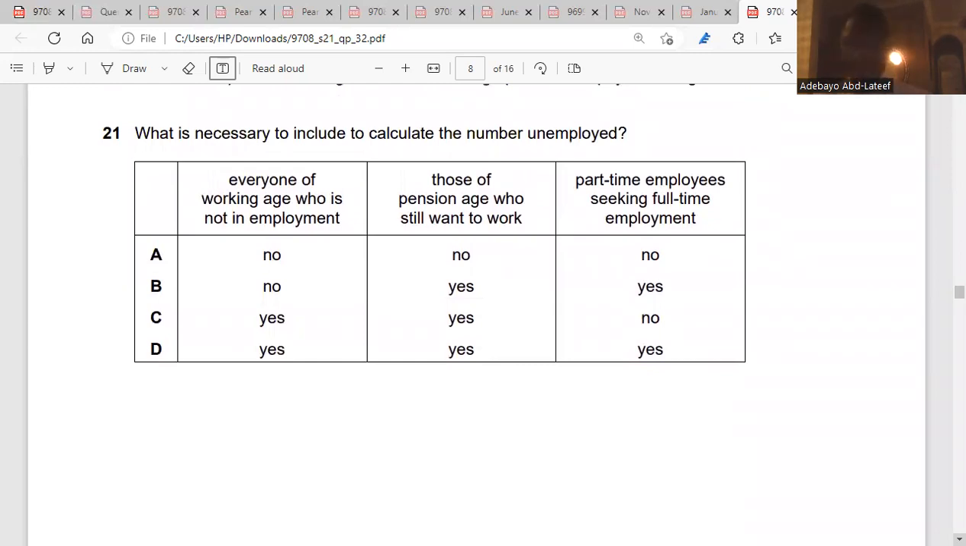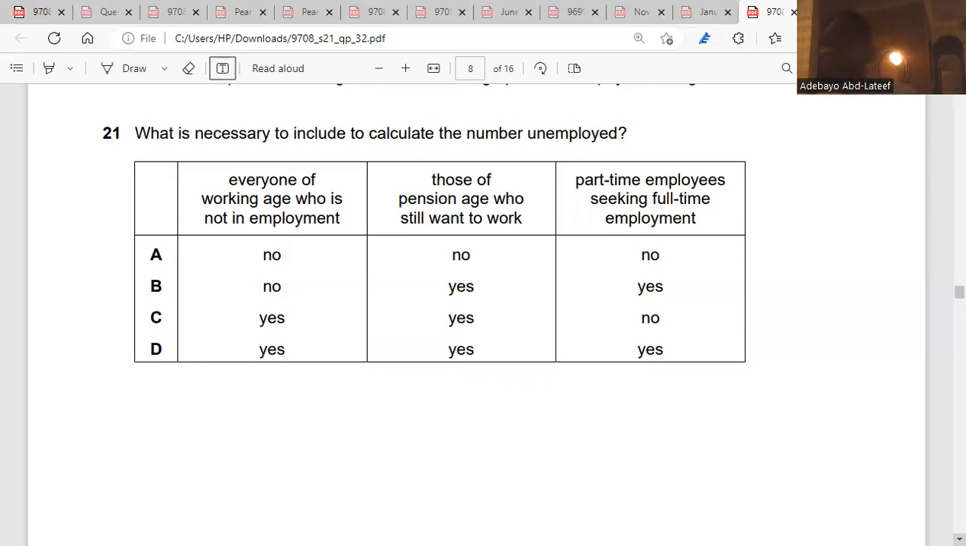Question 21. What is necessary to calculate a number of unemployed? When you have to calculate the number of unemployed, everyone of working age who is not in employment, you cannot use that. So it's either A or B. So we go on. Those of pension age who still want to work, they don't have a job, but they still want to work. So they are part of unemployed.